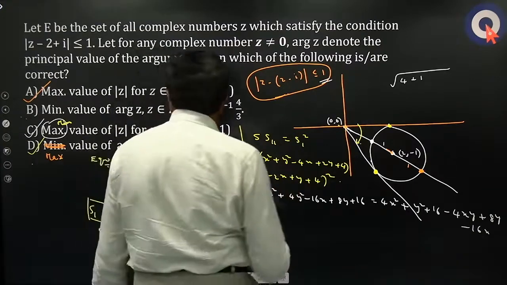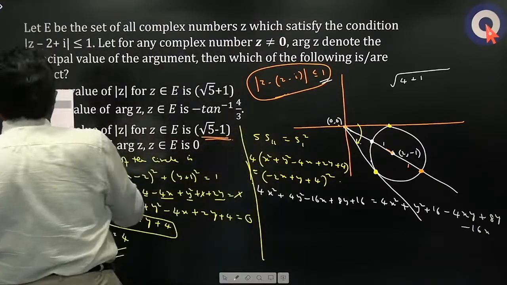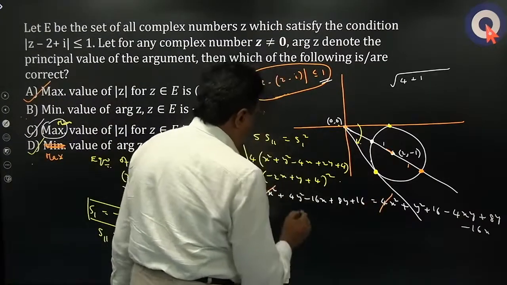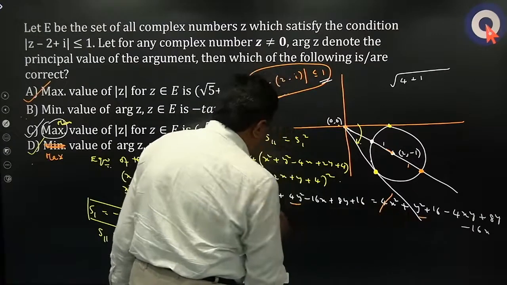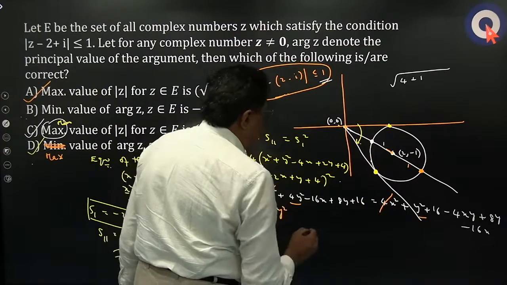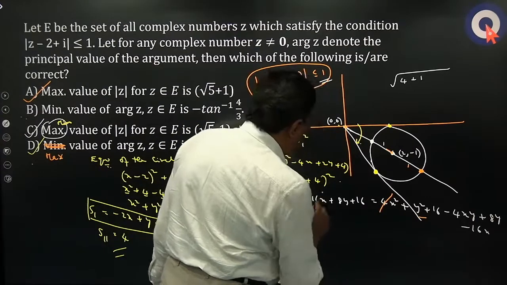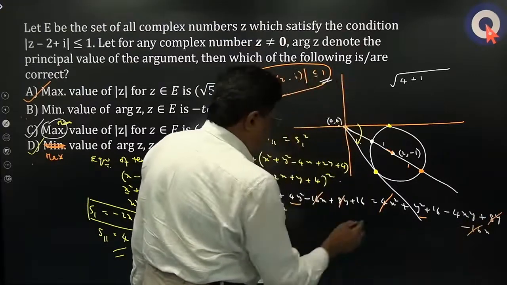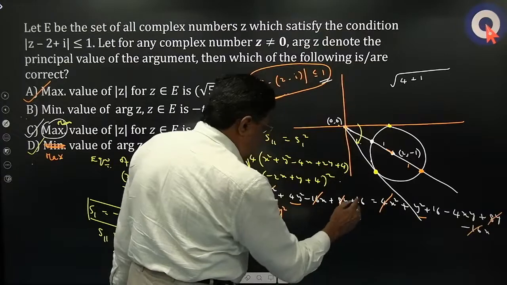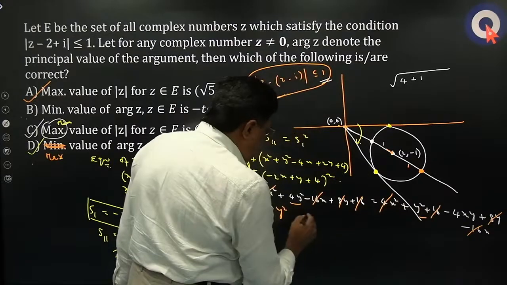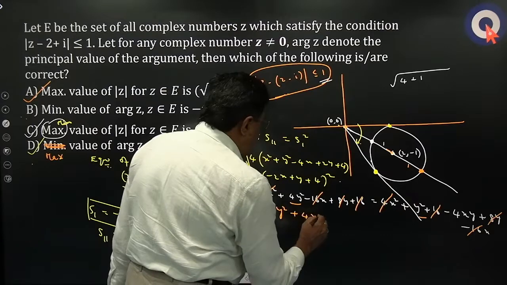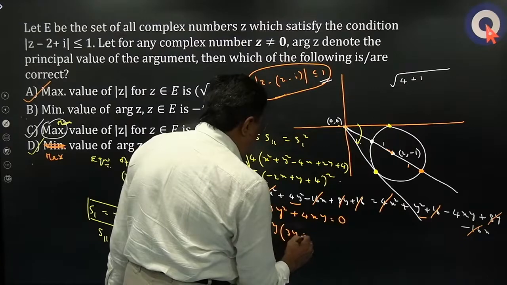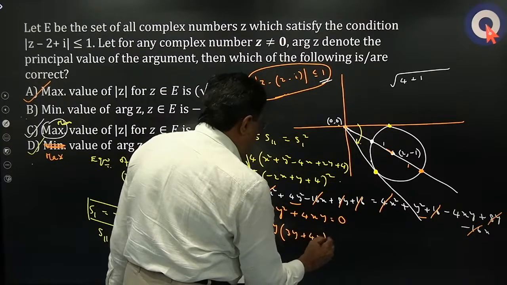All right, few things will get cancelled. So here 4x square is gone and we have 4y square minus y square is 3y square, and you see minus 16x is getting cancelled, 8y is also getting cancelled and we have minus 4xy, this 16 also is getting cancelled. That minus 4xy will come this side as plus 4xy is equal to 0. So this is y into 3y plus 4x is equal to 0.